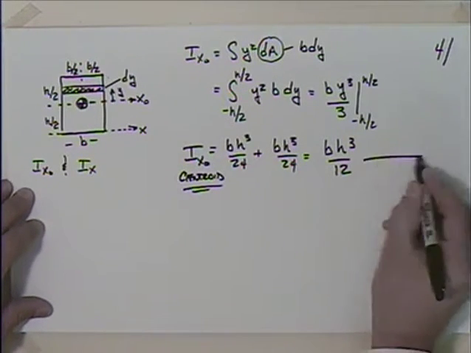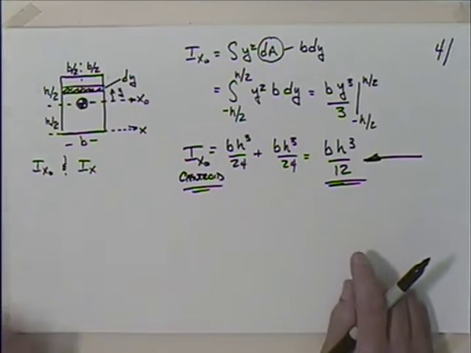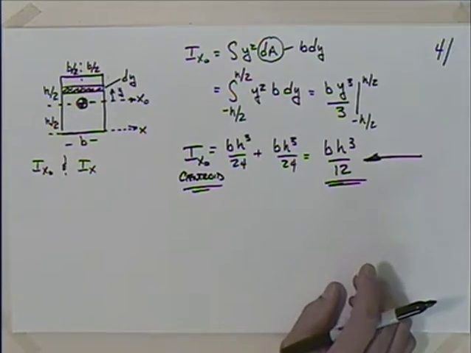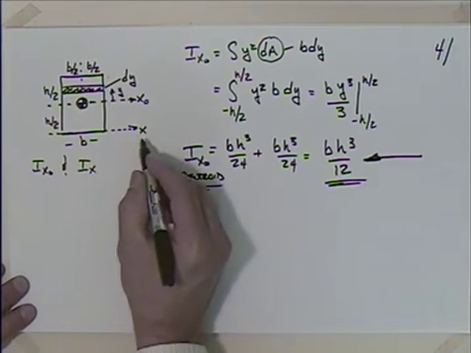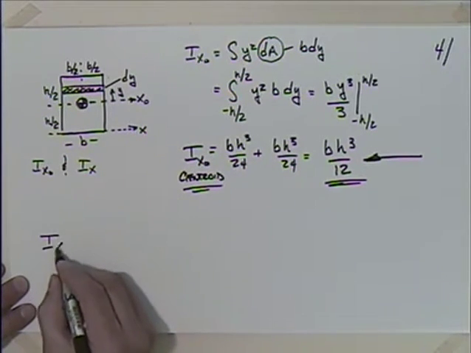And that's actually an important one. We tend to use that one a lot. Base times height cubed over 12. Now, there's another way that we could get I about x. We get it two different ways.